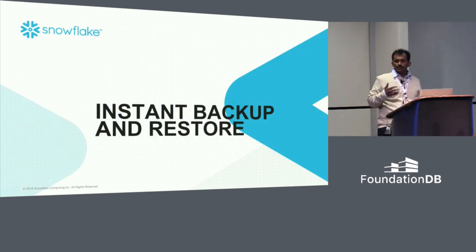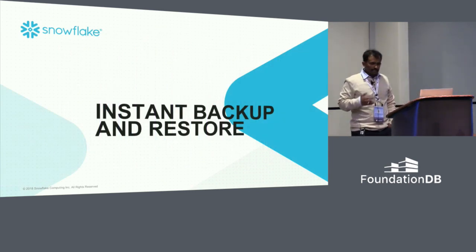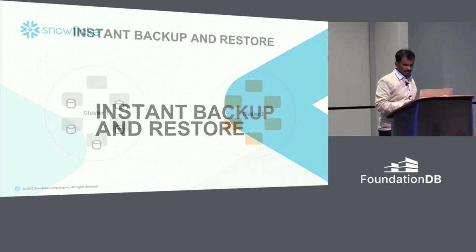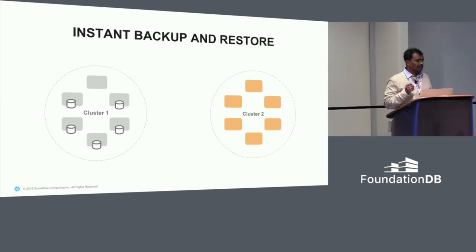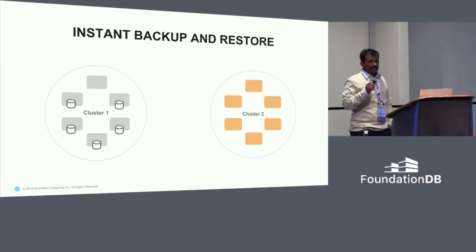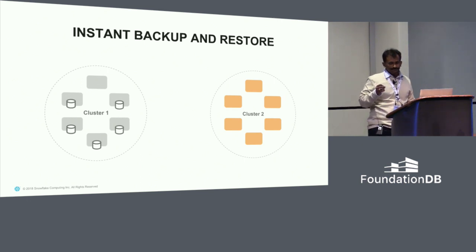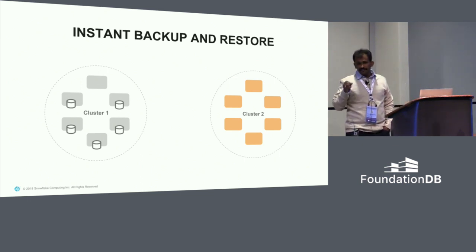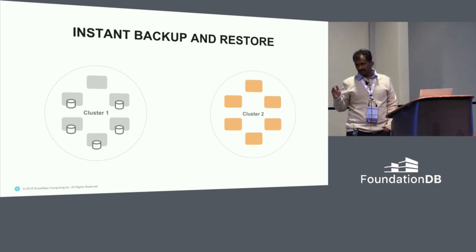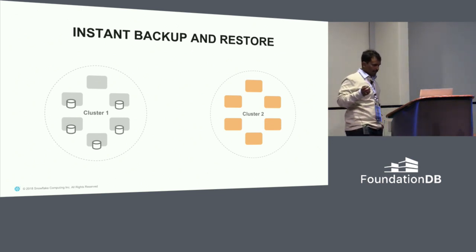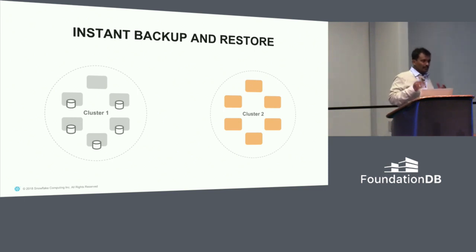So let's switch over to the new instant backup and restore and look at that approach. In instant backup and restore, we don't look at backup from a logical standpoint. We look at it from a physical standpoint. So backup here is defined as a consistent copy of all the disk images. Specifically, FDB takes an application level consistent snapshot of all the persistent data of all the FDB processes across the cluster. And this collection of disk images forms the backup.